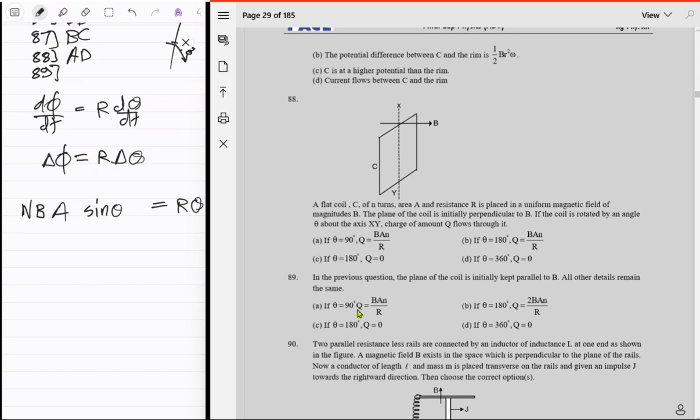Right. So if theta equal to 90 degree, then wait, rotate by angle. Okay, no, it's good. So yes, Q equal to B A N upon R. Yes, that is right. So A is correct. और क्या है? 180 degree पे 0 हो जाएगा. It's not the thing. 360 degree पे 0 हो जाएगा. Yes. So C is correct, D is correct, A is correct.